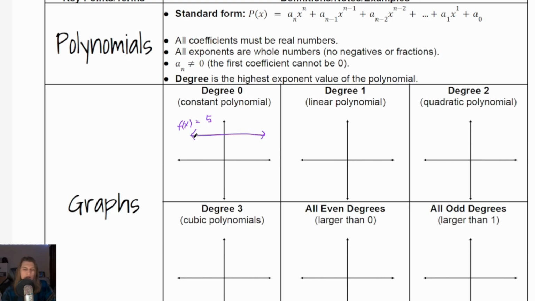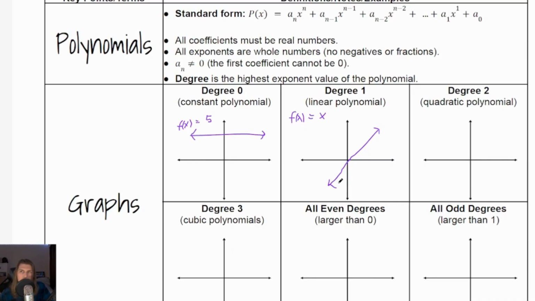Then we get into degree of 1. So this could be anything like f of x equals x, or 2x, or 3x. But again, we're not adding anything to it. We're just saying that it's basically at its base level. So our linear polynomial looks something like this. Again, I know it's not perfect. It is a little difficult to draw on this. So that's a linear polynomial.